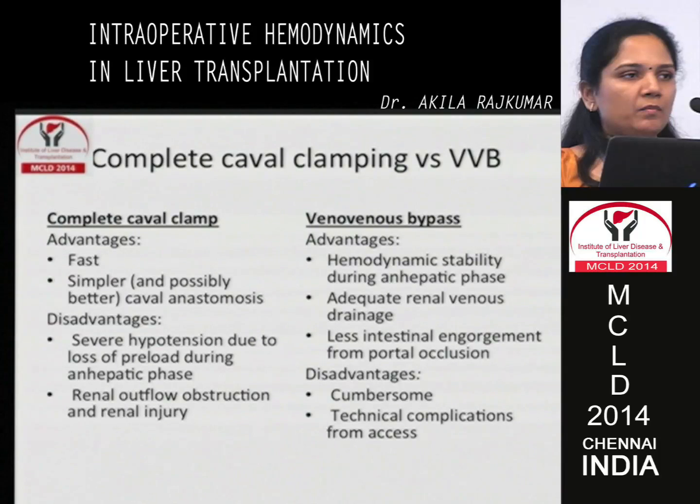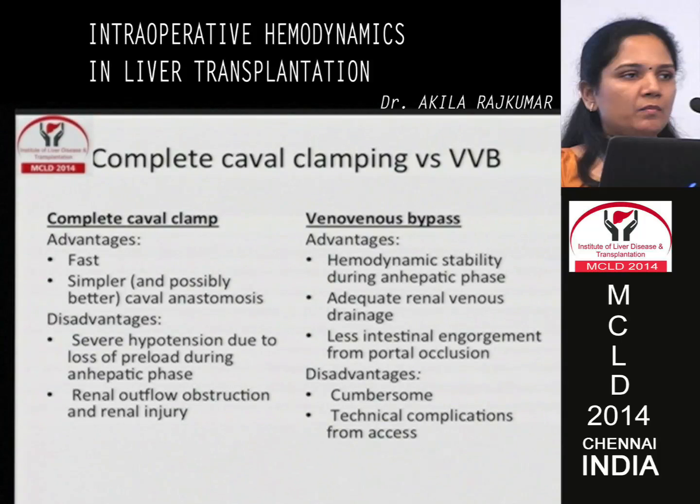So briefly about the surgical advances which have contributed to stable hemodynamics during transplantation. Initially, it started off with a complete caval clamp. Surgically, it was quicker and simpler. The anastomosis was simpler, but we had problems with severe hypotension. A vena caval clamp can cause a reduction of cardiac output to up to 50%. And also there was a potential for renal outflow obstruction and renal injury.